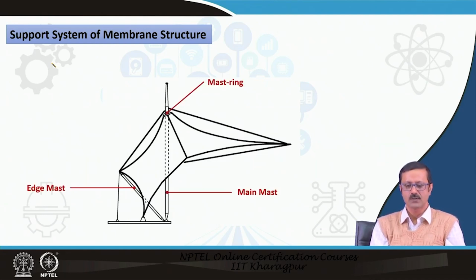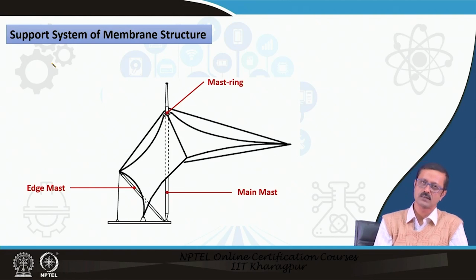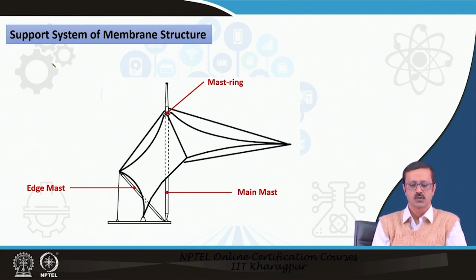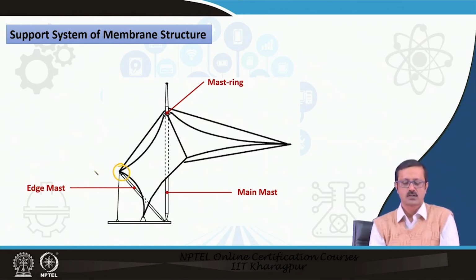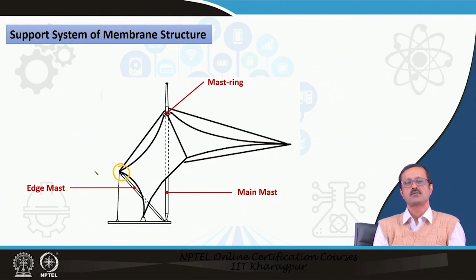So, if I go with a cable support system, there are masts which ground the force, and as we have discussed in the last presentation, the masts are in compression. There is definitely one main mast, and there may be a few more. Those are the edge masts, or sometimes we may say secondary masts. This edge mast sometimes acts as an anchorage for a particular set of cables.